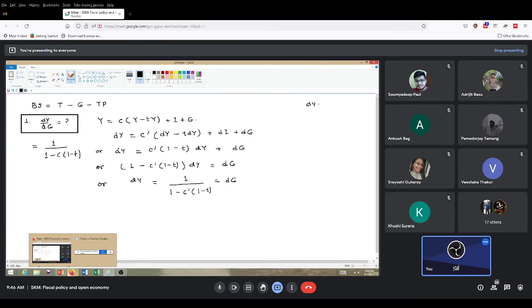So we have got dy is equal to... actually I shouldn't have used the prime over here. Okay, everyone has got this. I'm erasing it.